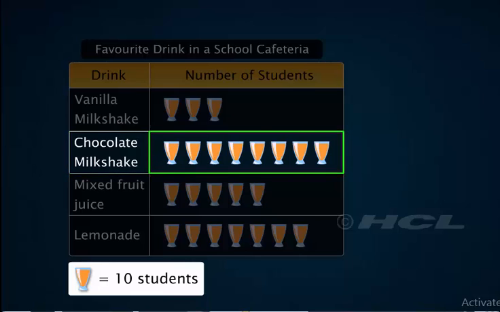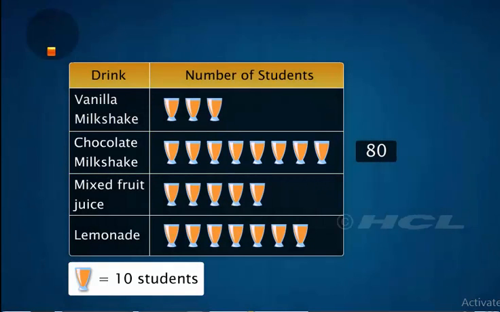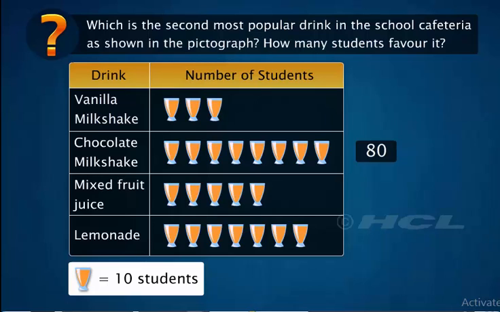The number of symbols beside chocolate milkshake is 8. We know that each symbol represents 10 students as defined in the scale. So, the number of students who favor chocolate milkshake is 8 times 10, which is 80. Now, which is the second most popular drink in the school cafeteria as shown in the pictograph? And how many students favor it?